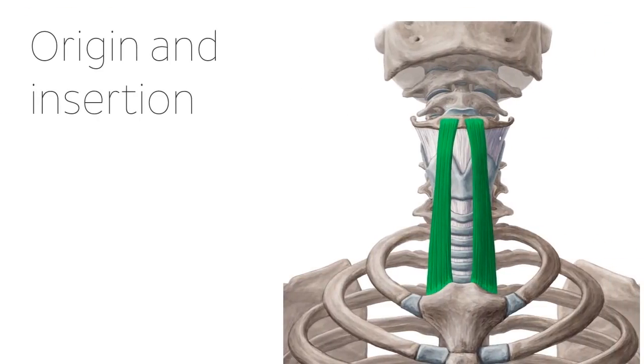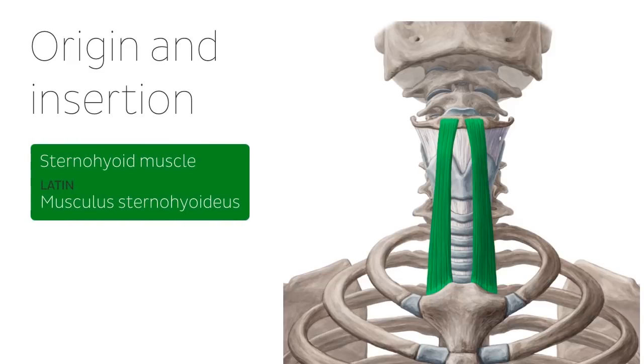In addition to being able to be named after the number of points of origin of a muscle, muscles can also be named according to their point of origin and insertion. And one such example is the sternohyoid muscle, which is a muscle of the neck region that has its origins on the dorsal surface of the manubrium of the sternum and the sternoclavicular joint, and inserts on the body of the hyoid bone.